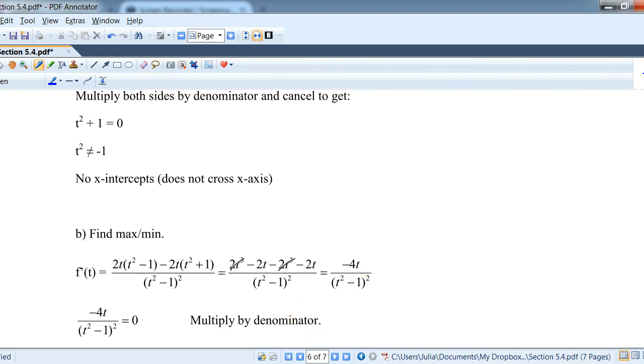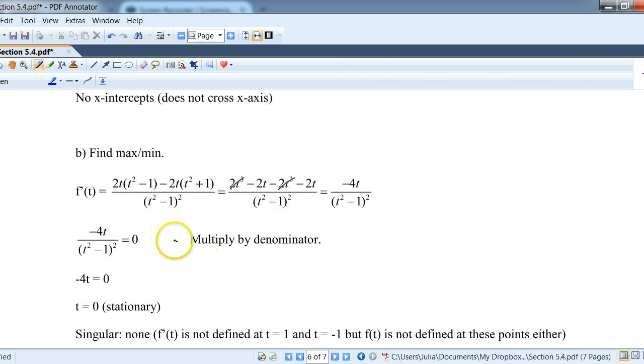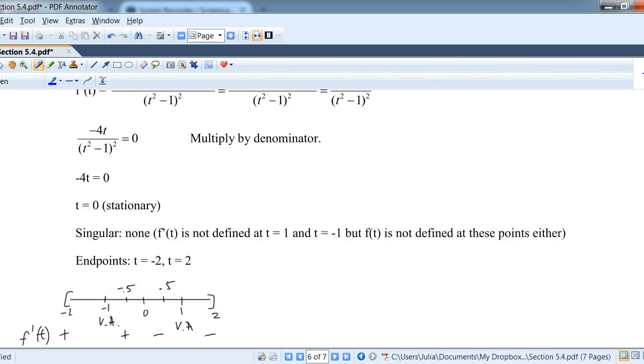Once again, if you set it equal to 0, you can multiply by the denominator. So we'll get negative 4t equals 0. And so that means t equals 0. So we have a stationary point here. We don't have singular points. If you recall, the original function has to be defined, but these are just asymptotes, so they do not qualify. They're not potential max or min. But we do have endpoints in this case.